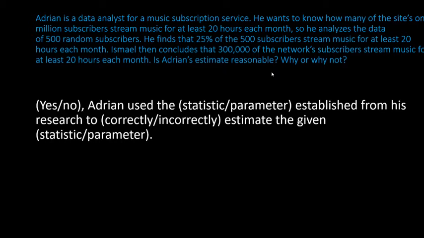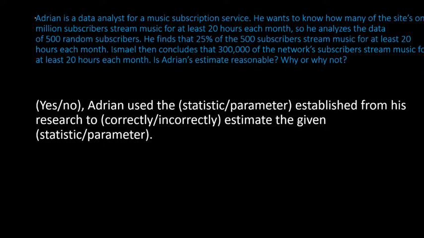Now, this will be our last example. This is another problem type that you'll see in the lesson. So let's say Adrian is a data analyst for a music subscription service, and he wants to know how many of the site's 1 million subscribers stream music for at least 20 hours each month. So he analyzes the data of 500 subscribers, and he finds that 25% of them stream music for at least 20 hours a month. So he concludes that 300,000 of the network subscribers stream music for at least 20 hours each month. Is his estimate reasonable? Why or why not? Okay, I know this is a huge question, but if we boil it down, it's pretty simple.